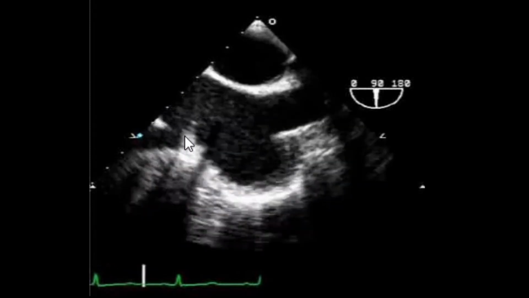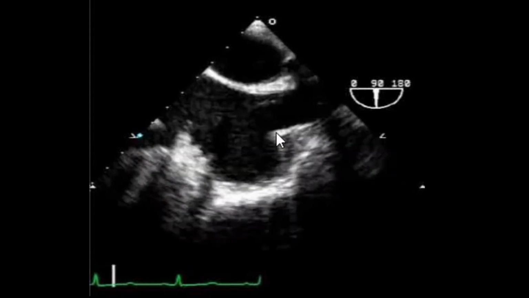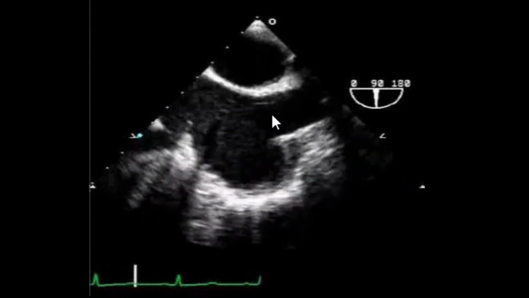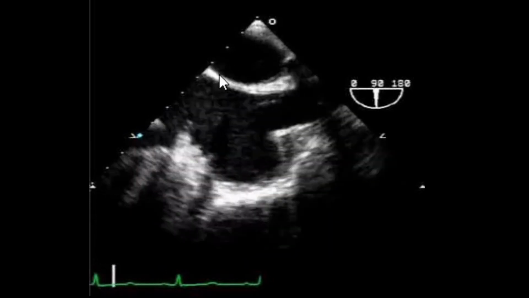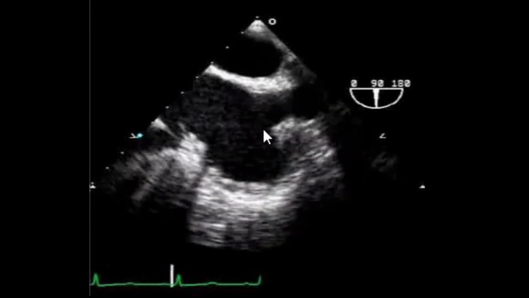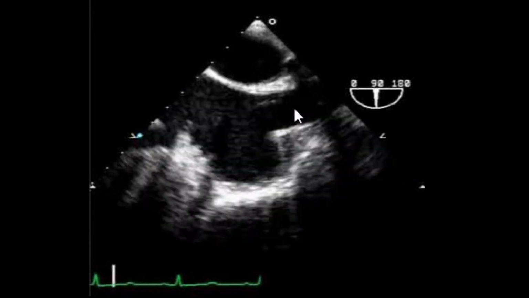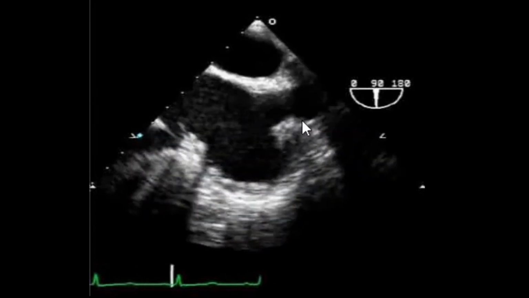And you can see here there's a small eustachian valve between the IVC and the right atrium. And this here is a crista terminalis between the SVC and the right atrium. And this view is used when you, of course, want to look for a patent foramen ovale or an ASD. But it's also useful when you want to assess the position of central lines or pacemaker wires or ECMO cannulae.